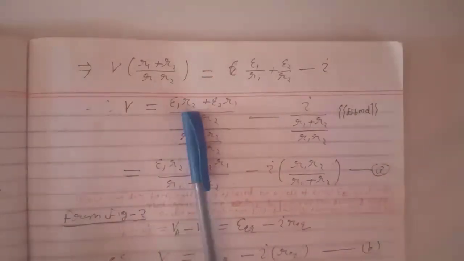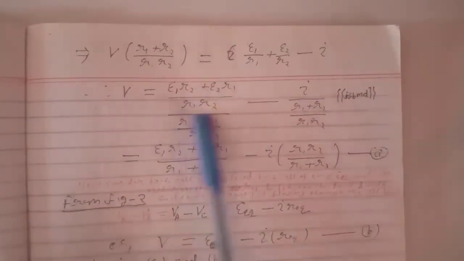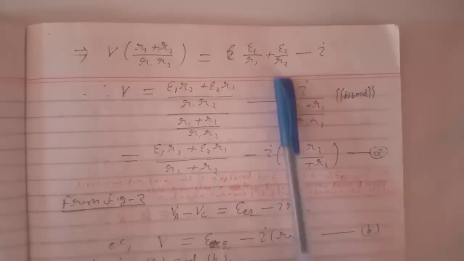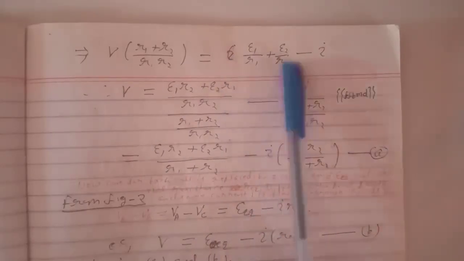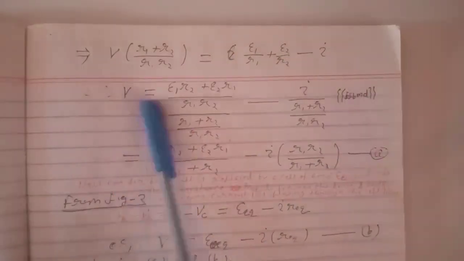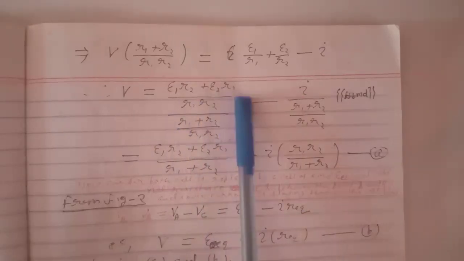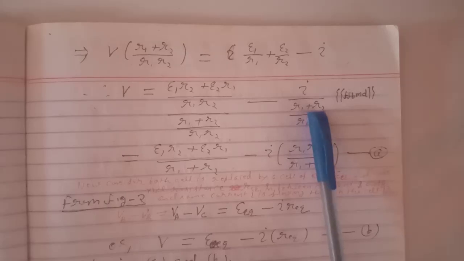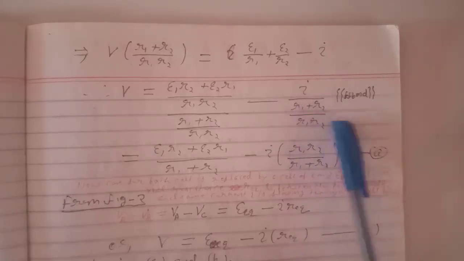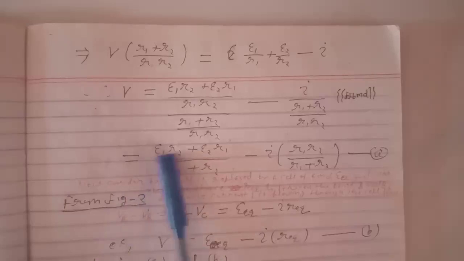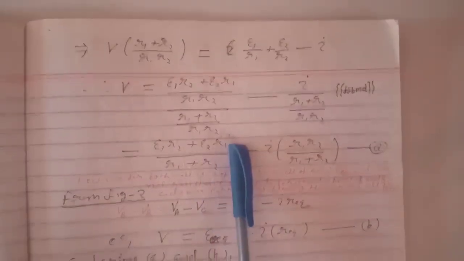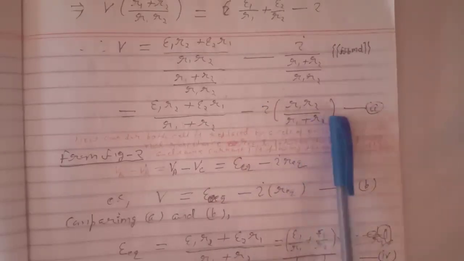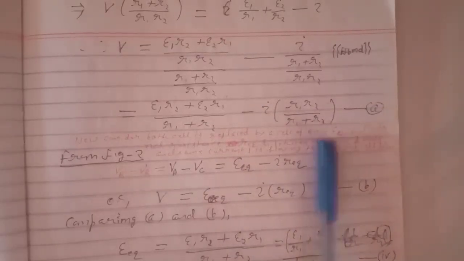Hence V equals (E1 R2 + E2 R1) / (R1 R2). V equals E1/R1 + E2/R2 minus I, or hence V equals (E1 R2 + E2 R1) / (R1 R2) minus I times (R1 + R2) divided by (R1 R2), or equals (E1 R2 + E2 R1) / (R1 + R2) minus I times R1 R2 / (R1 + R2).